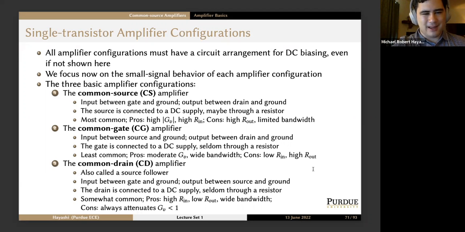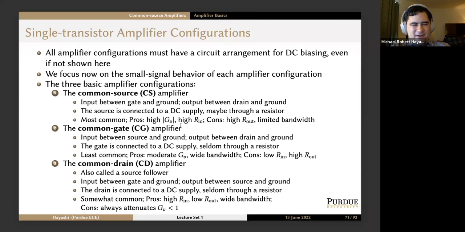And then I'll just skip ahead a little bit. Common gate amplifier, the input is between the source and ground, and the output is also between drain and ground. And the common drain amplifier, the input's between gate and ground again, and the output is between source and ground. A little bit different. So that's how you can identify each of these configurations without having to rely on memorizing topologies and having that sort of photographic memory. This is what you should be looking for instead.